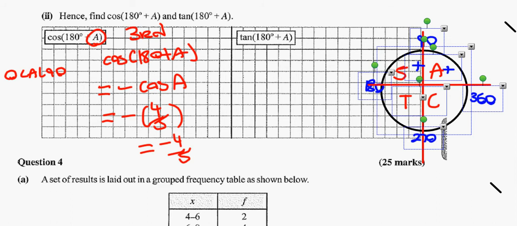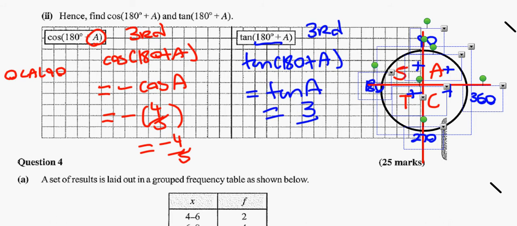Okay, likewise, tan 180 plus A is located in the third quadrant, but tan is positive in the third quadrant, therefore tan 180 plus A is going to equal tan A, which is going to be 3 over 4.